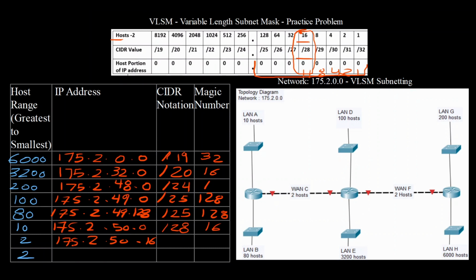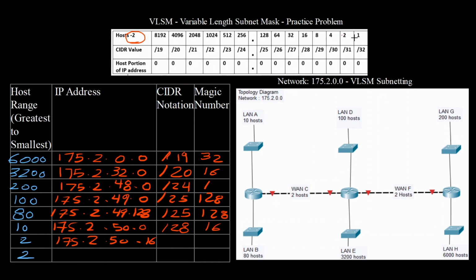So for the wide area network, we are looking for two hosts. Going back to the chart, we see two hosts here, but keep in mind we are subtracting the network ID and broadcast ID. If you are designing a network, you are a network engineer, you don't want the network and broadcast ID. You want only the usable portion of hosts. So you always subtract. So this is actually going to be 0.